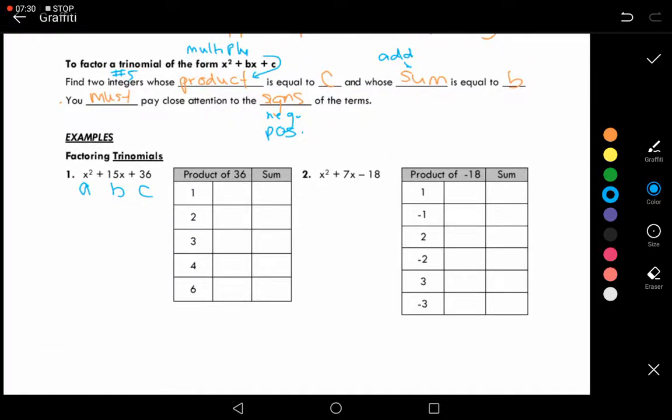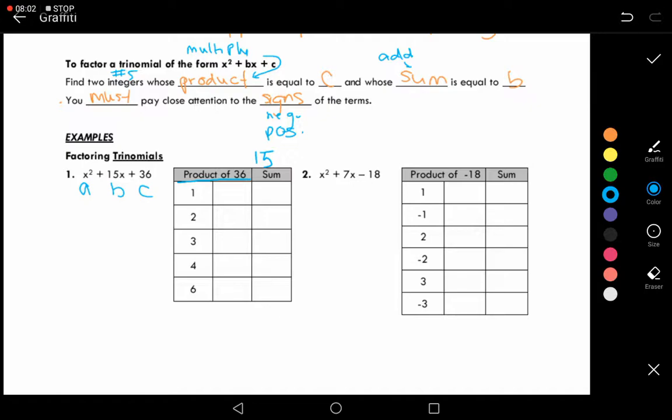Okay, so according to our definition here, we need to find two numbers whose product is equal to c. In this case, c is 36. So you can see that's why my chart here is titled product of 36. Two numbers that multiply to give us 36, and we need those exact same numbers to add to equal b. In this case, to 15. You're always going to draw a table like this, and you'll see me draw it a little differently, but you have this on your notes, so go with this first.